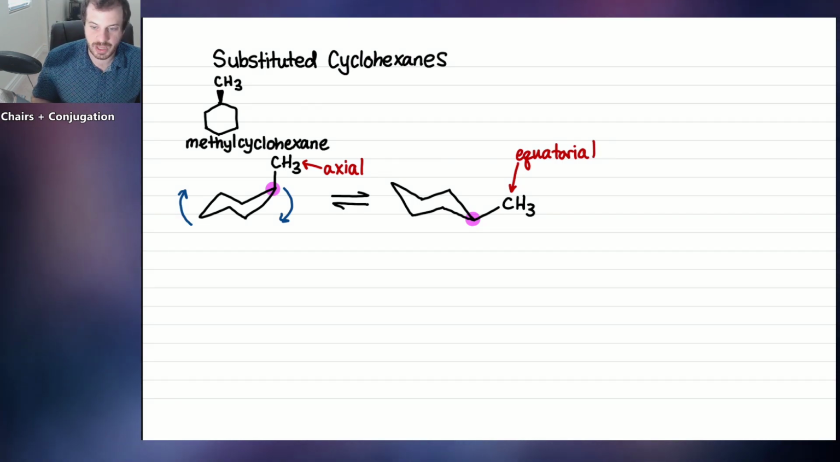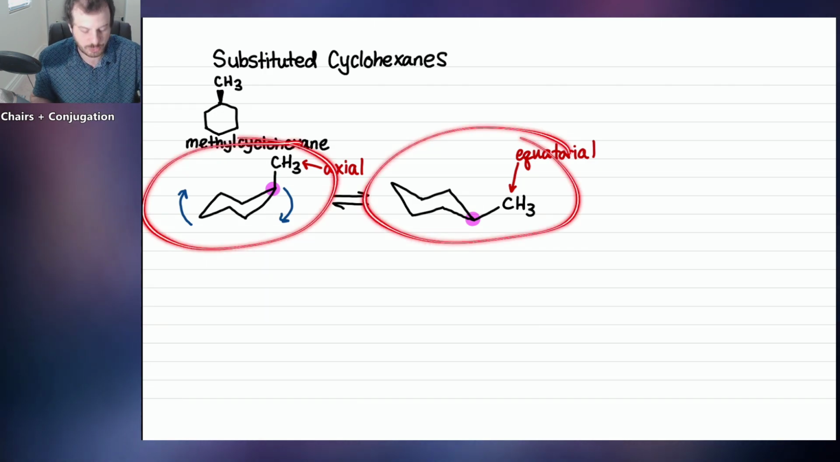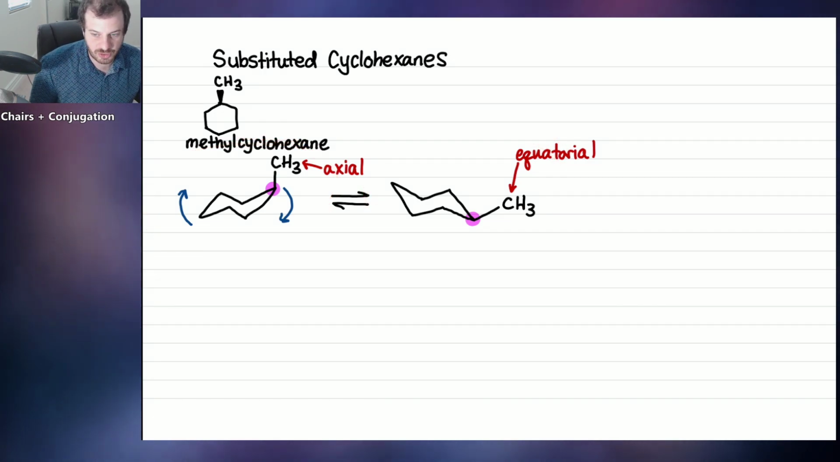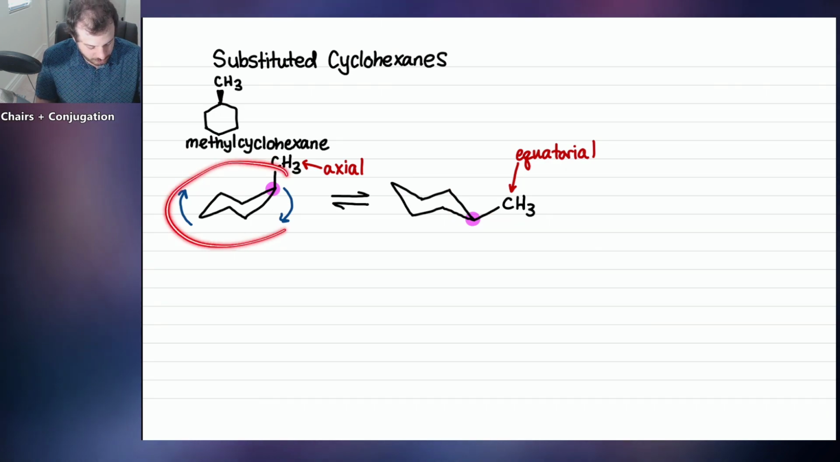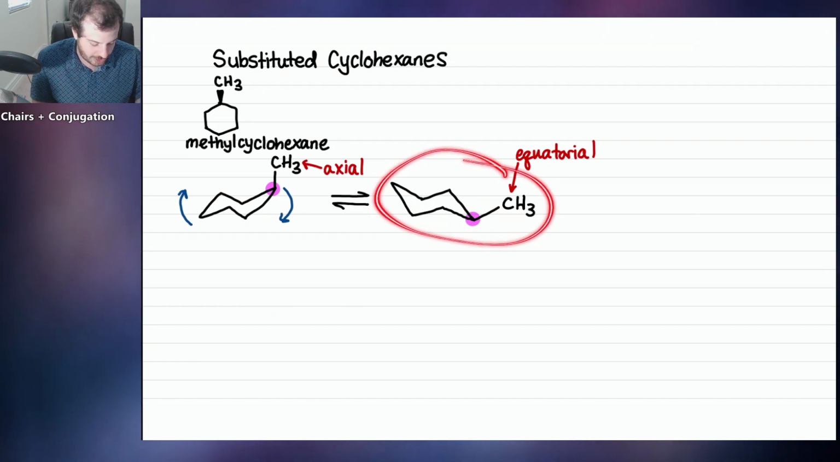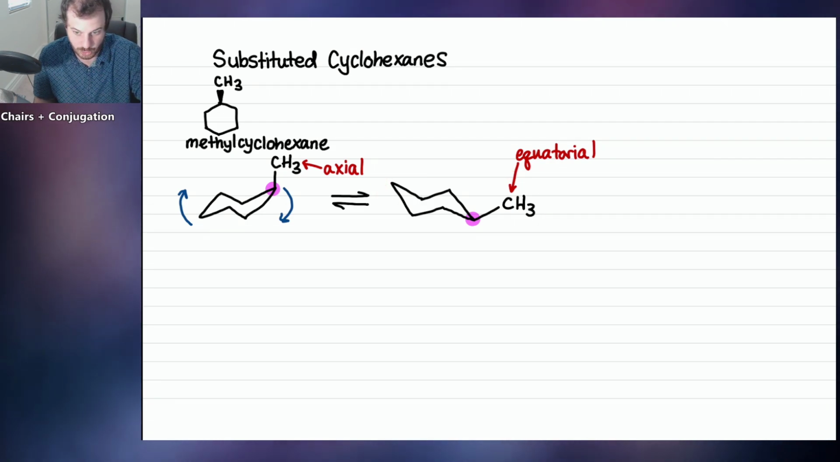So when you do a ring flip, axial groups become equatorial groups, even though they still point in the same direction. In this case, the CH3 group was still pointing up. It just went from being axial up to equatorial up. Now, it turns out that there is a stability difference between these two cyclohexanes. Groups that are equatorial are lower in energy, meaning that these two ring flip forms are not equal. This form is lower in energy because the CH3 group is equatorial. So we'll just say most stable.